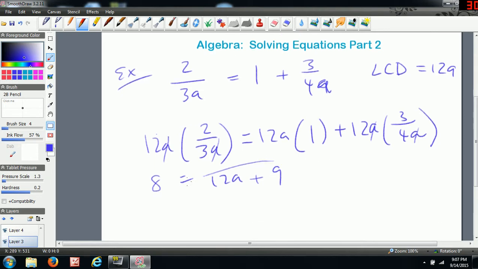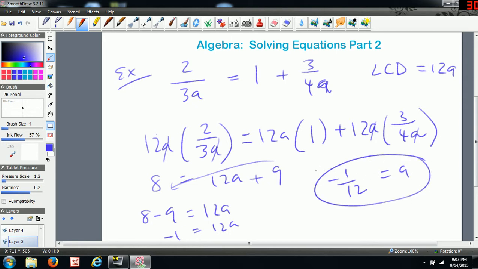So then we're going to bring this over here. So 8 minus 9 equals 12a, negative 1 equals 12a. Divide both sides of the equation by 12, and you get your answer. Let's try a few other examples.